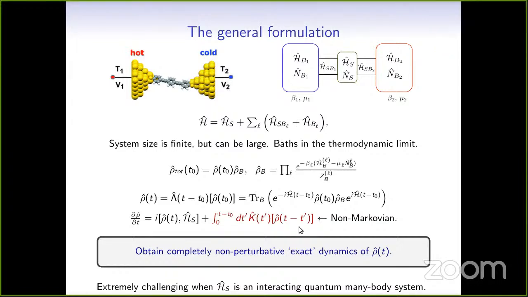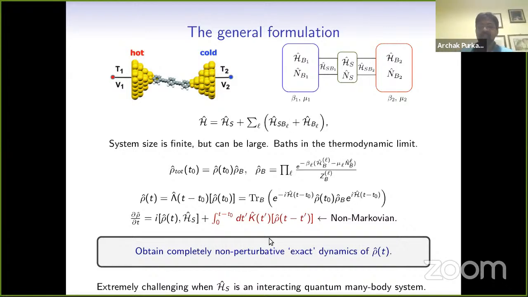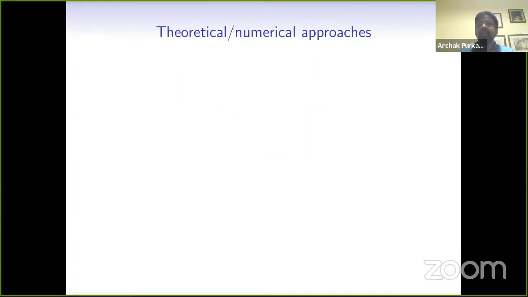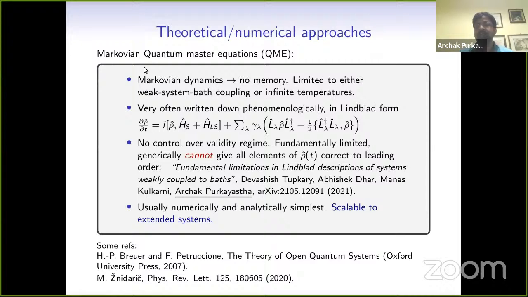Okay, so this is the setup. This is the problem. This is a fundamental problem of open quantum systems, actually just calculating this density matrix. So what are some of the techniques that are used to do this? By far the most common technique is Markovian quantum master equations. So when you don't consider the non-Markovian thing, usually you say that, okay, for some reason there is no memory. That can be justified actually only in weak system-bath coupling or infinite temperatures.